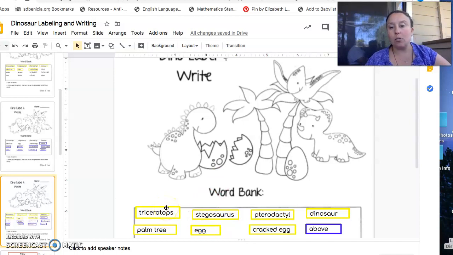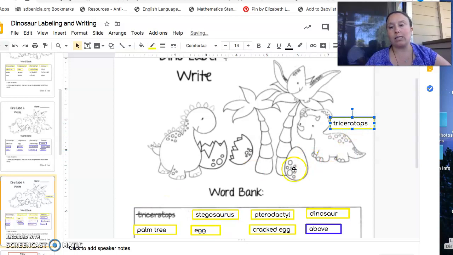So for instance, let's start with the Triceratops. Well, this guy is a Triceratops. You'll notice that after I took away the Triceratops and I moved it by the Triceratops, it crossed it out. So what should you do, first grade? You got it. Okay. Pause me now and label with each of the yellow labels, then label with each of the blue.